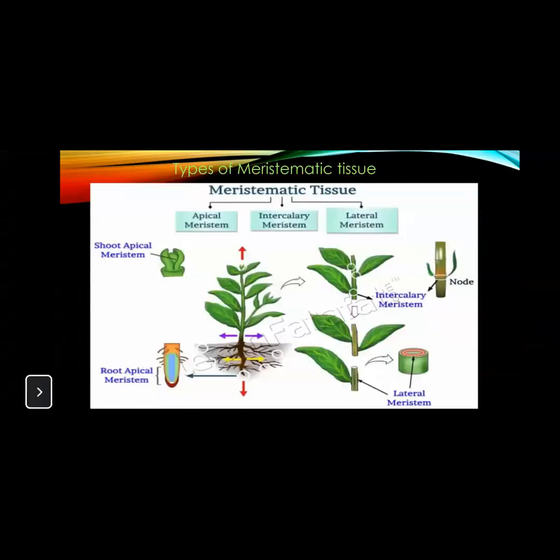Again, in this meristematic tissue, there are 3 different types. First is the apical meristem. Apical, apex, meaning the tip of the stem or tip of the root is known as apical, and the meristematic tissues found in the tips of root or of the stem are known as apical meristem.